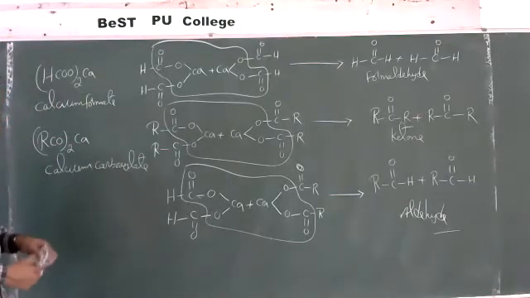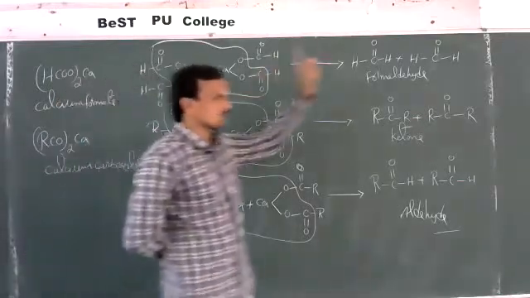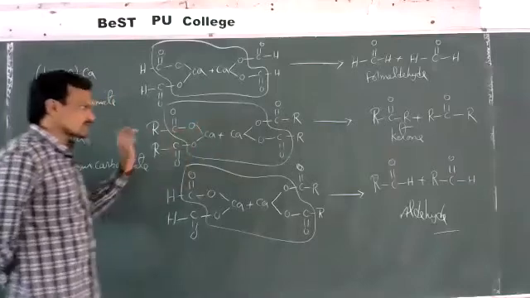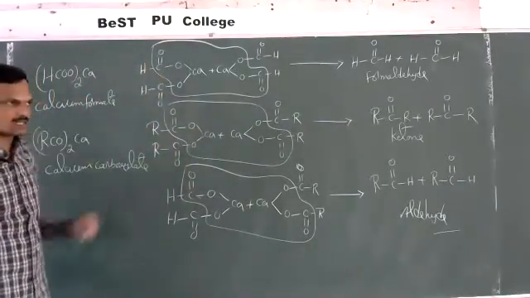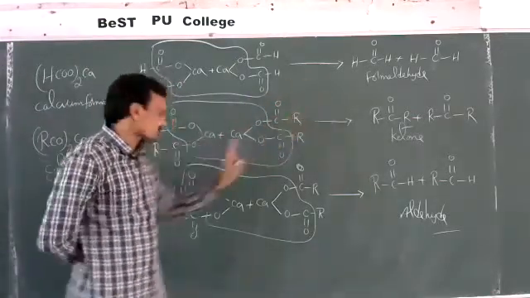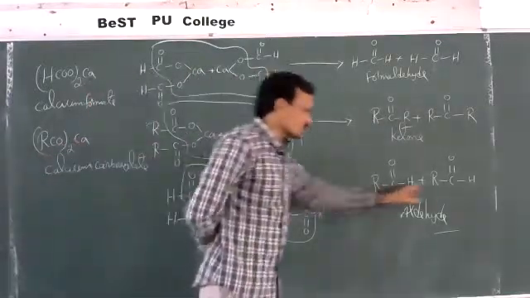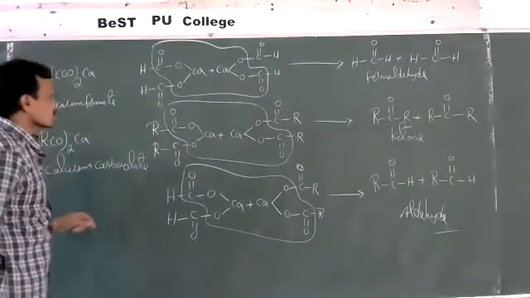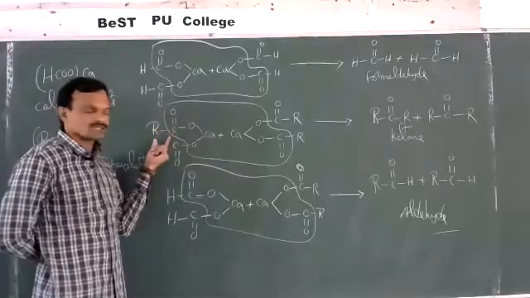Okay, so overall, distillation of calcium formate gives formaldehyde. Distillation of calcium salt of carboxylic acid other than calcium formate, if you take any other salt of carboxylic acid, that gives ketone. If you take the mixture of calcium formate and calcium carboxylate, then we can get 2 moles of aldehyde.